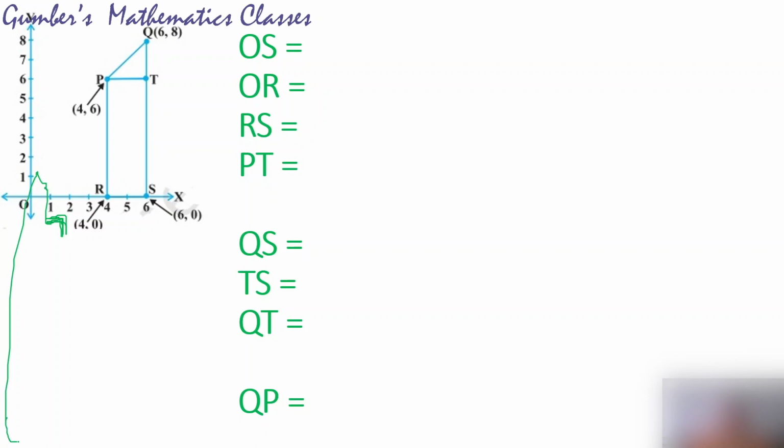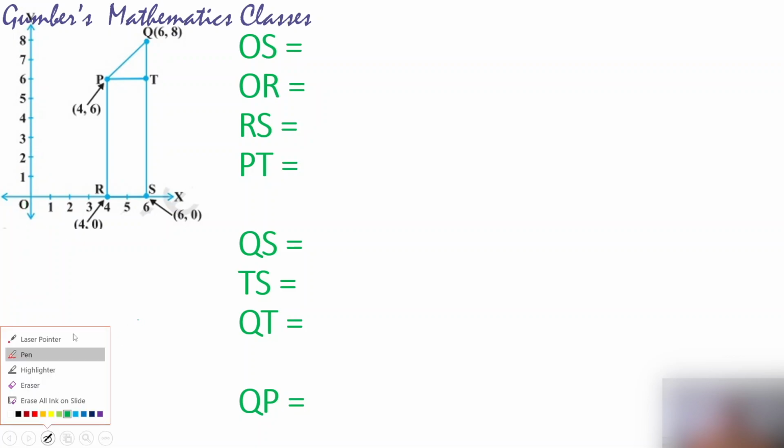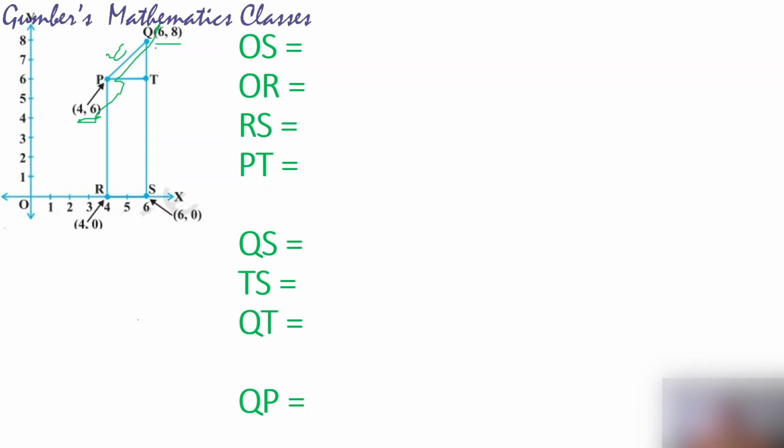Now the question is how to find the distance between these two given points, P and Q. The coordinates of point P are given to us as 4, 6, and the coordinates of point Q are given to us as 6, 8. How to find this distance PQ? Let's see how to find it.